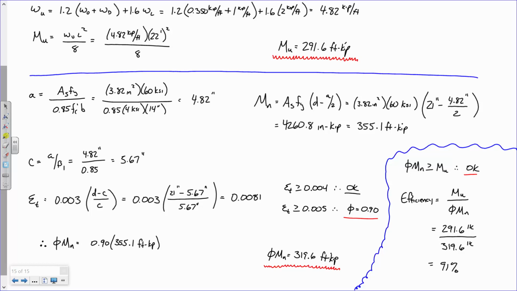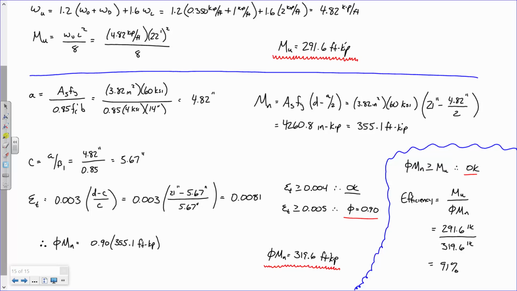Okay. So here's the thing. This is a good design, because it got an A. Got a 91%. And here's a rule of thumb. If your design has an efficiency of 90 or above, you're good. Don't redesign anything, okay?